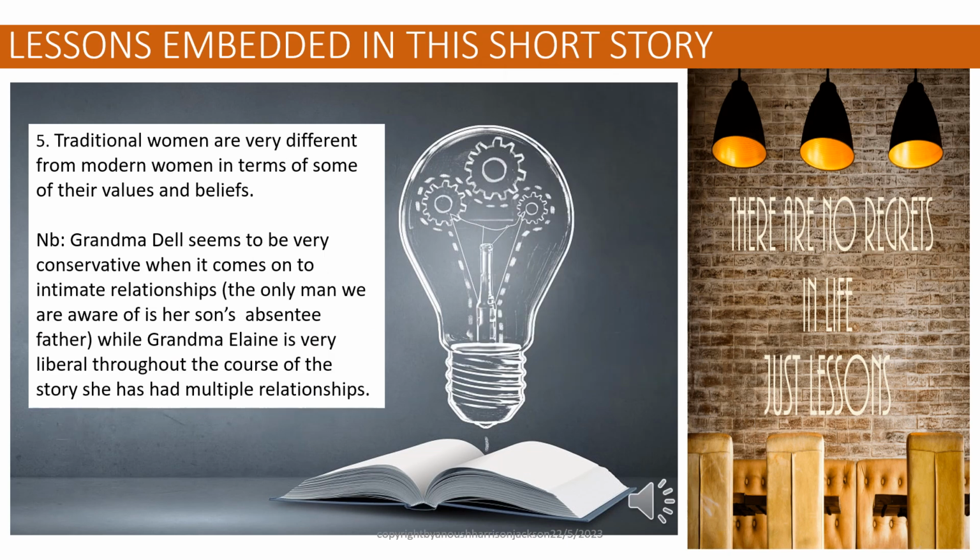Lastly, traditional women are very different from modern women in terms of some of their values and beliefs. Note well, Grandma Dell seems to be very conservative when it comes to intimate relationships. The only man we are aware of is her son's absentee father, while Grandma Elaine is very liberal. Throughout the course of the story, she has had multiple relationships.